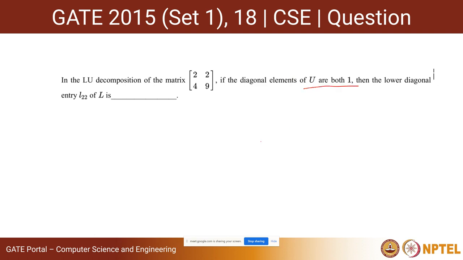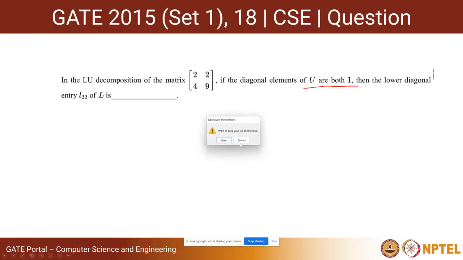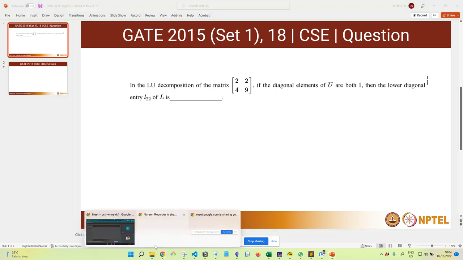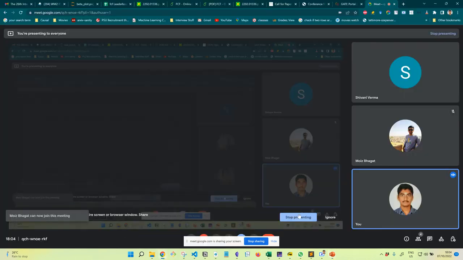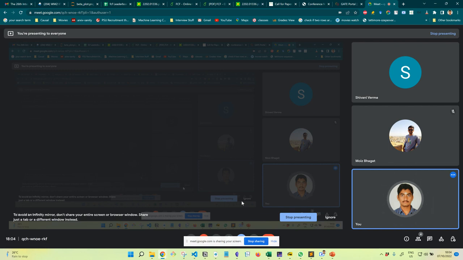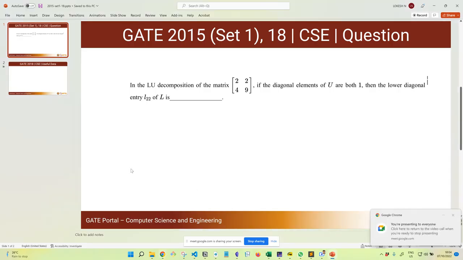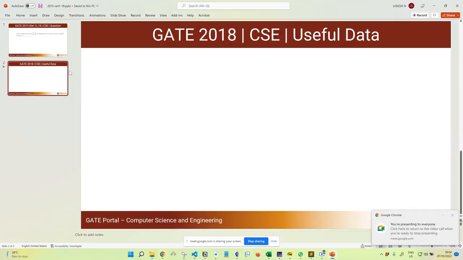When they say diagonal elements of U are both 1, actually before even going, are you familiar with LU decomposition, or should I cover that? Should I cover LU decomposition, or are you guys familiar with that already? Shivani, if you're saying something, I'm not able to hear you. Okay, I want to cover LU decomposition. Okay. So then let's take this 2 cross 2 example only, and from this we will see this thing.